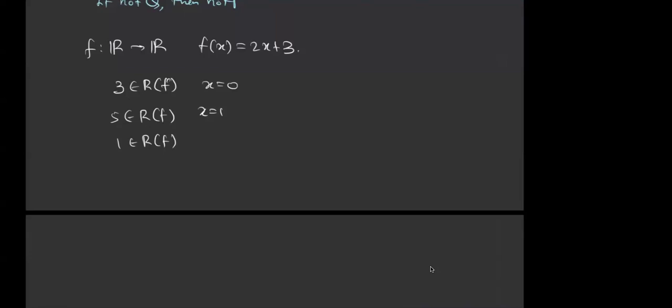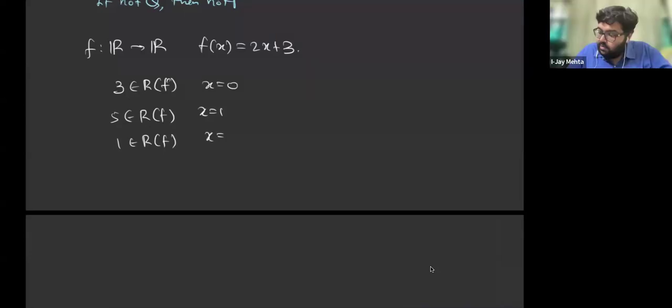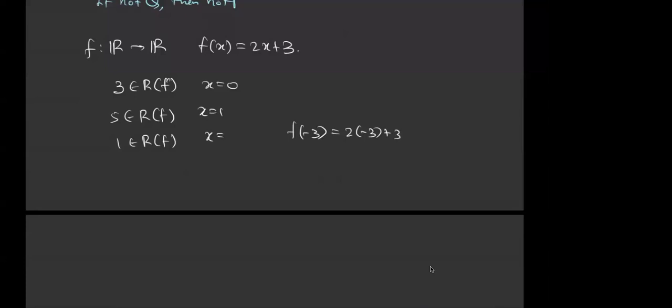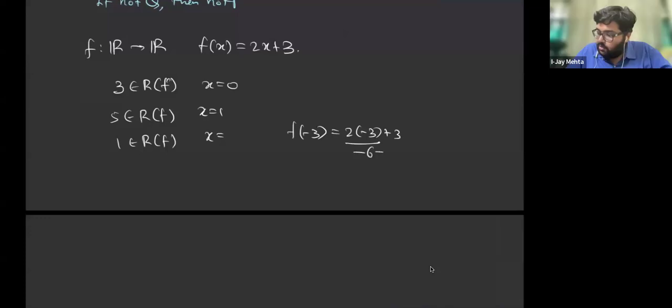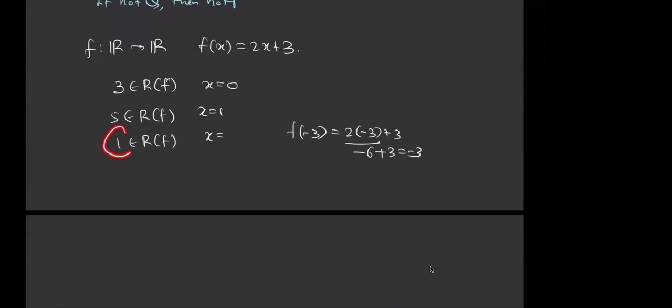x is equal to -3. If I take x equals -3, then what will happen? What is f of -3? 2 into -3 plus 3. So this becomes -6, plus 3, which is -3. I want 1.